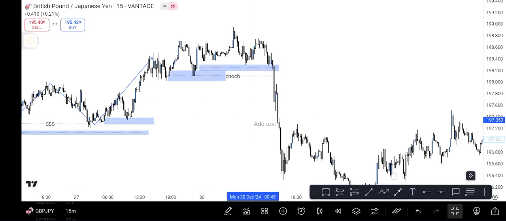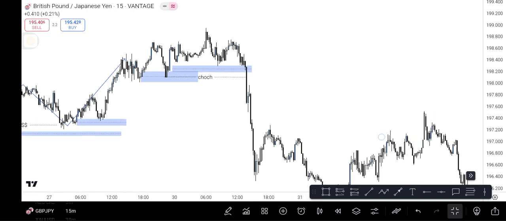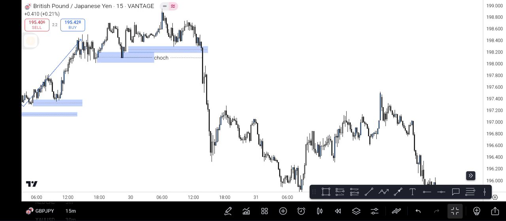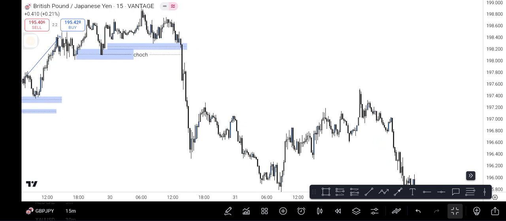Now the market has shifted from a bullish structure to a bearish structure. And now that price is in a bearish structure, what are we now doing? We are looking for sell positions only. And in sell positions, we are now looking for supply zones. You get? We are looking for supply zones.